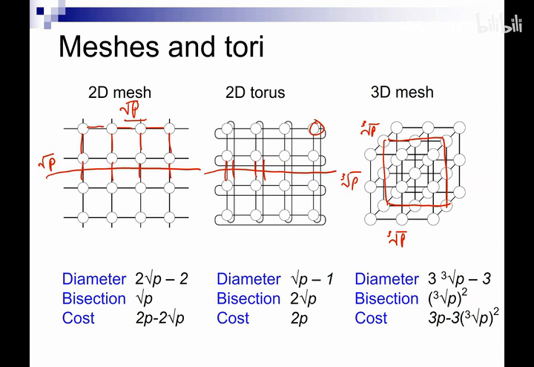Well, how many nodes are on that face? This face is going to be root p by root p large. So therefore, the number of nodes on that face is going to be the cube root of p squared.